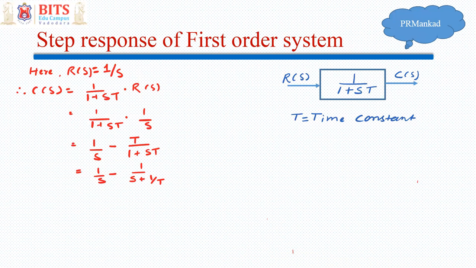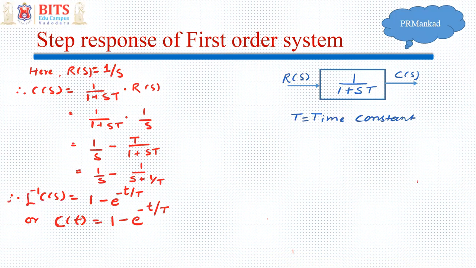To find C of t, I have to take the Laplace inverse. When I take the Laplace inverse of this expression, 1 by S gives me 1, and 1 over S plus 1 by T gives e raised to minus t by T. So this is my output with respect to time.